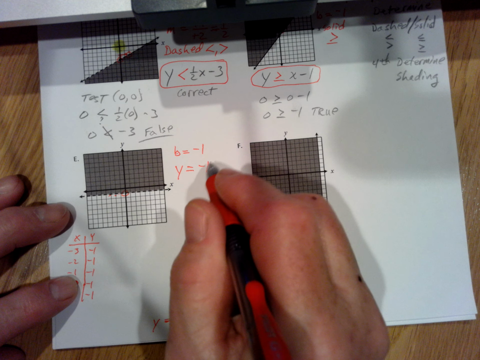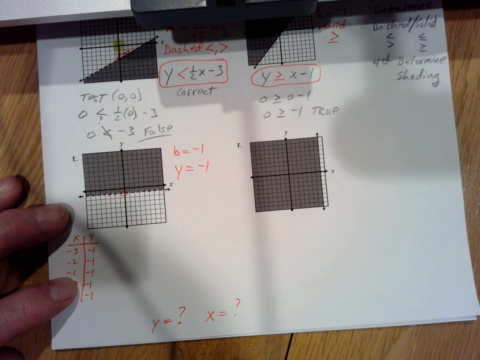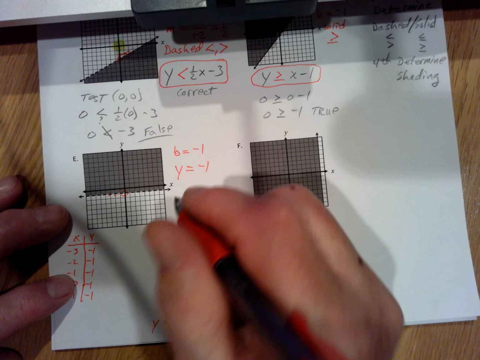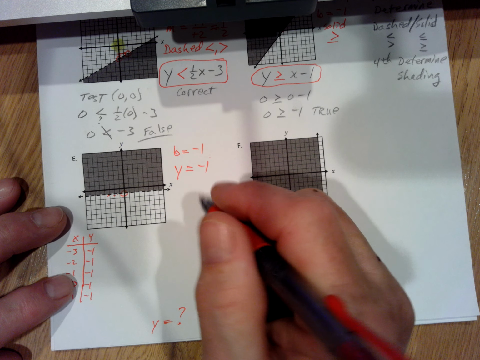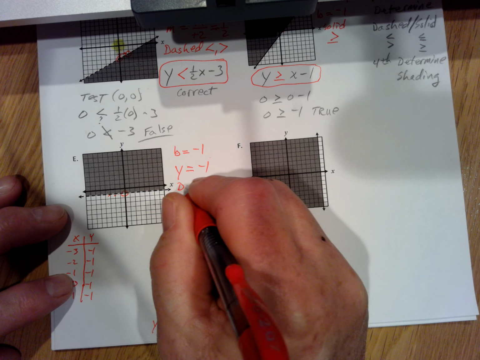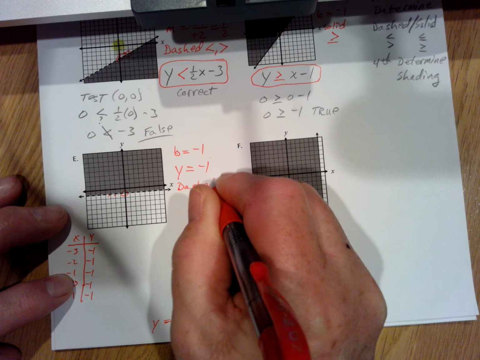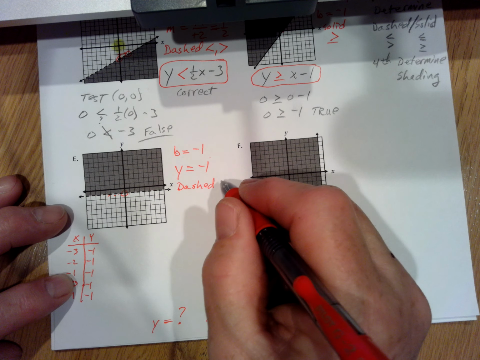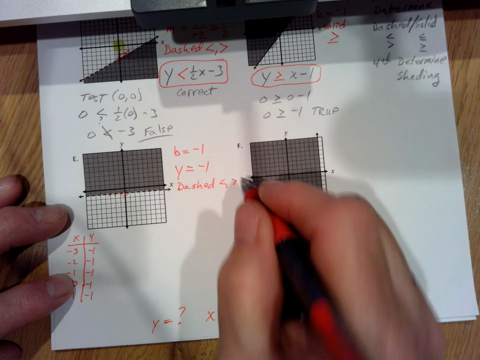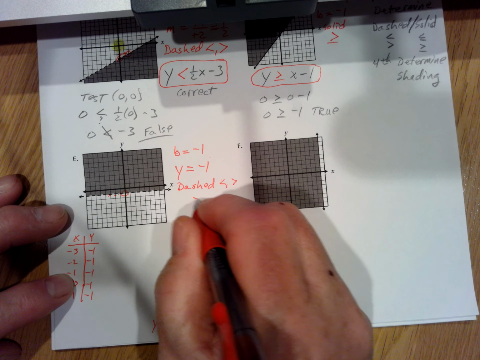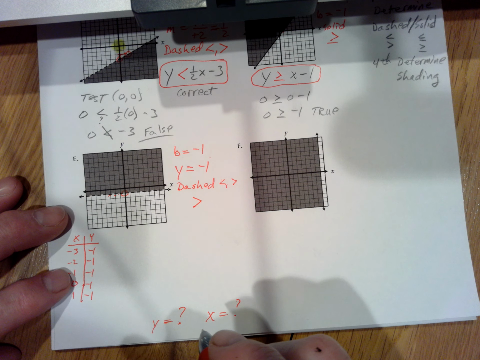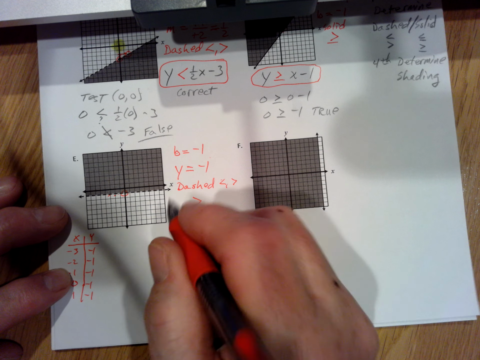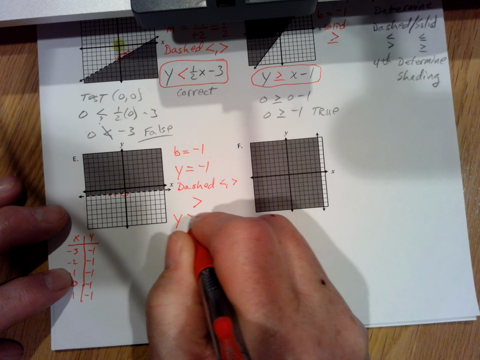The question becomes, is it above a line or below? But I'm going to first deal with dashed. Okay, it's dashed, so it's either going to be a less than or a greater than, and it's above the line, so I'm going to take a shot at greater than, which means I'm going to write my inequality as y is greater than negative 1, and then I'm going to test it.